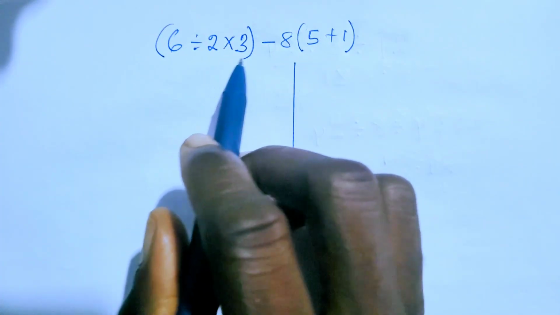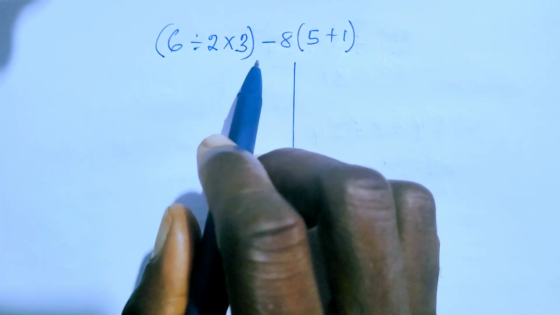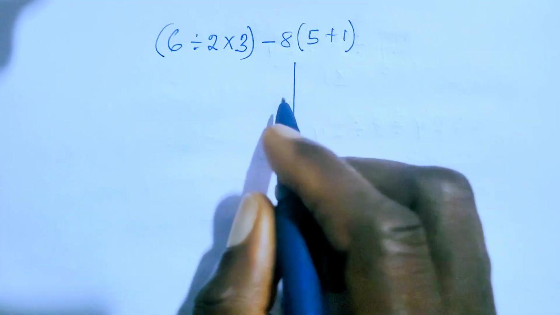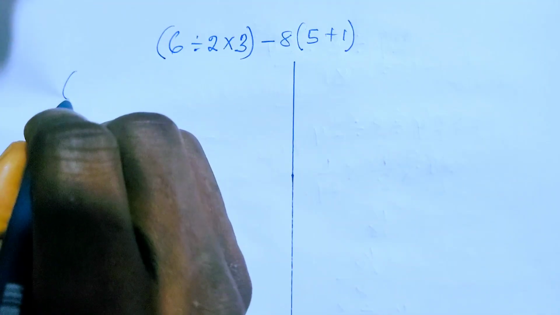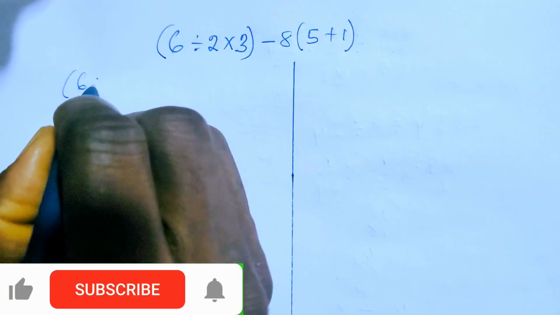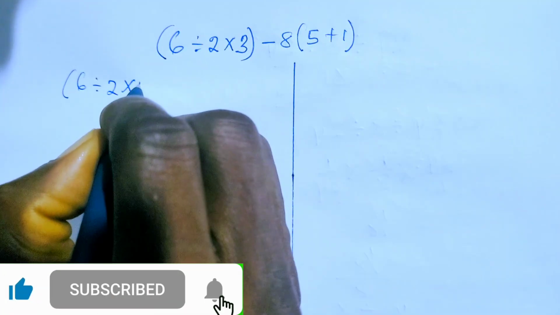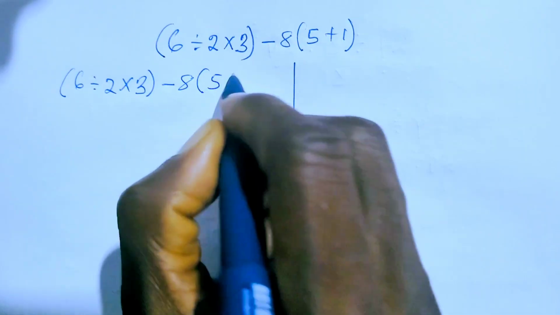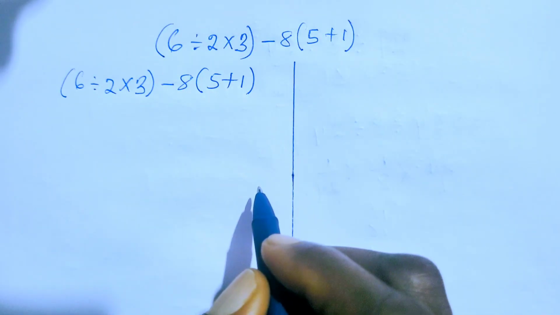About 99% of students got this simple algebraic expression wrong because of this common mistake here. Now we have 6 divided by 2 multiplied by 3 minus 8 into 5 plus 1.